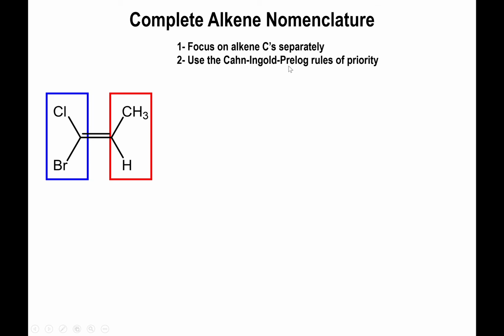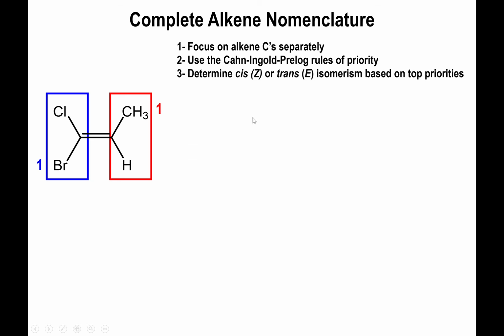The priorities, if you remember, are based on the higher atomic weight first. Between chlorine and bromine, bromine has the higher atomic weight, so that has higher priority. Between carbon and hydrogen, carbon has greater atomic weight, so carbon has priority. So once you determine the priorities on each one of the subsets of this alkene, you simply determine the cis or trans isomerism by looking at how the highest priorities arrange in respect to each other.